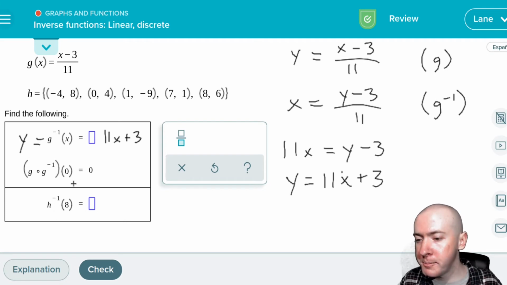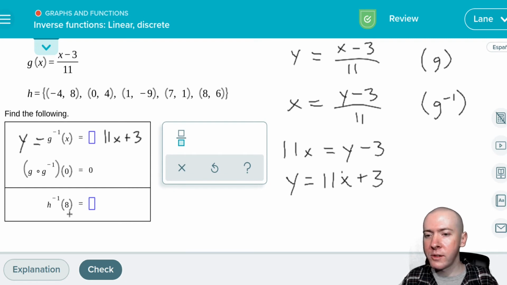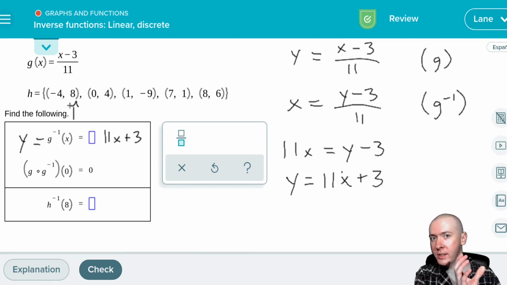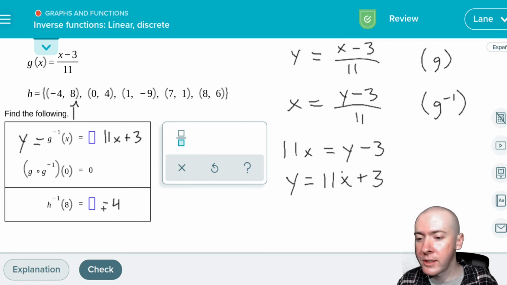Okay, this last one is talking about the function h, which is written as a set of ordered pairs right here. The value of h inverse of 8 is going to be the x value of the point that has the y value 8. So we look in this list for where the y value is 8. And that's right here. That's where the 8 is in the second position. So our answer here is going to be the x value of that point, which is negative 4.